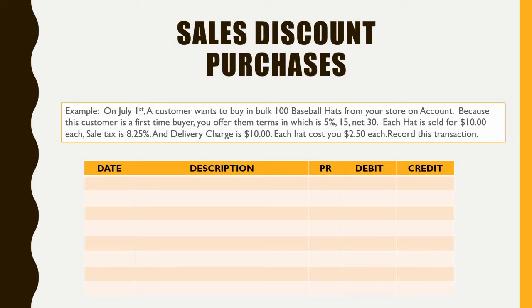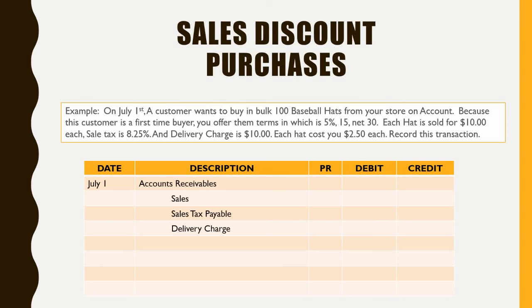Okay, and of course, each hat is sold for $10 each. Okay, and of course, sales tax is 8.25%. And because they decided to buy in bulk, you offer to deliver them for an extra charge of $10. All right, and of course, each hat costs you $2.50 each. So let's go ahead and record this transaction.